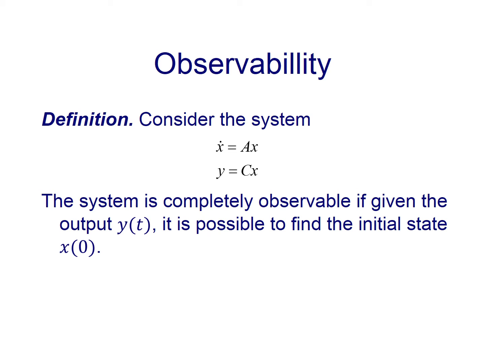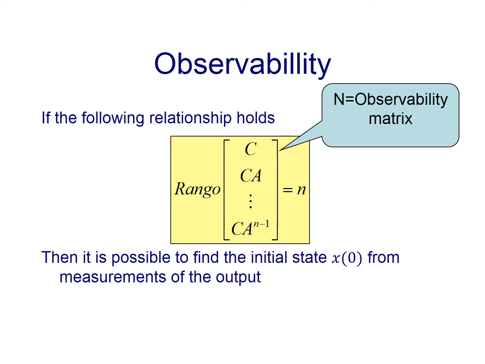Consider this system: x dot equals Ax and y equals Cx. Note that we are not considering this u, it's exactly the same. The system is completely observable if, given the output y of t, it is possible to find the initial state x of 0. If we can find the x of 0, I mean the initial state, then we can obtain all the other states.